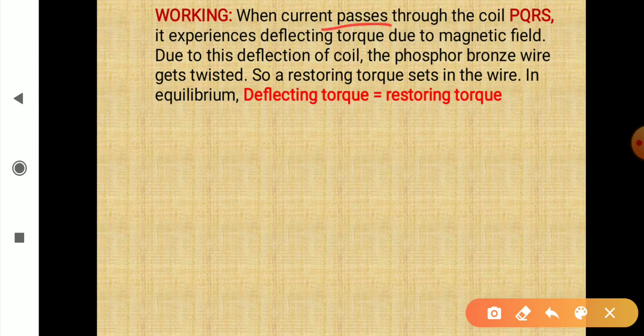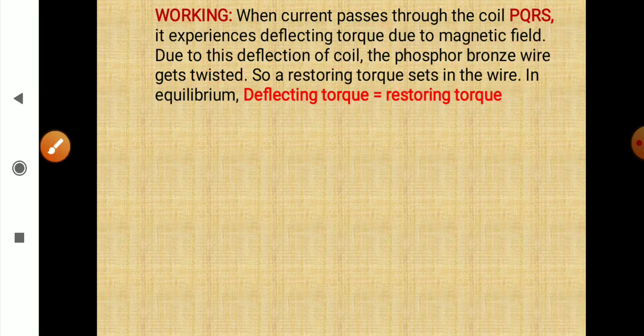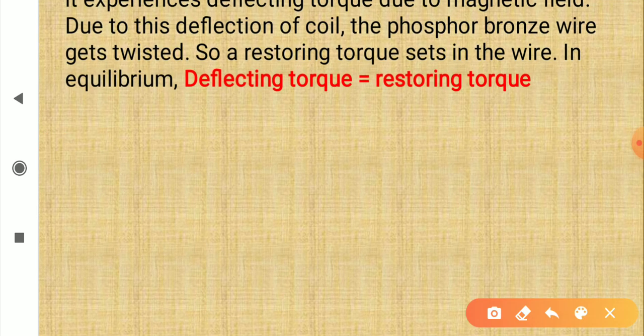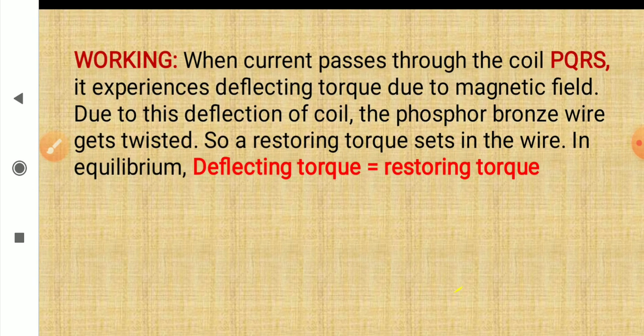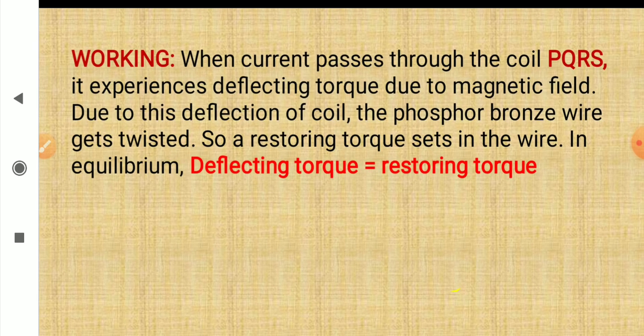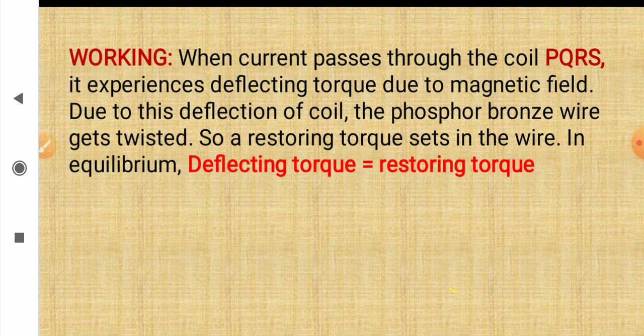When the current passes through the coil PQRS, it experiences a deflecting torque due to the magnetic field. Due to this deflection of the coil, the phosphor bronze wire gets twisted. So a restoring torque sets in the wire, and in the equilibrium position the deflecting torque becomes equal to the restoring torque. You can see the working. So we will find out the deflecting torque and the restoring torque.